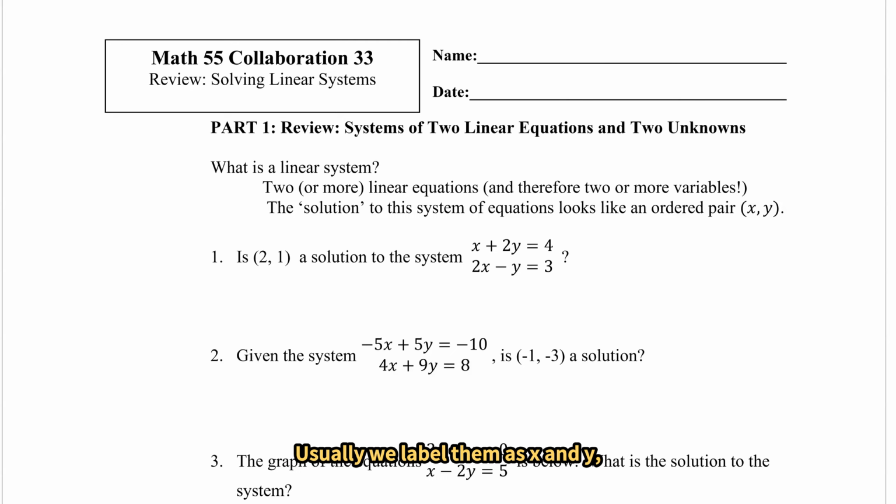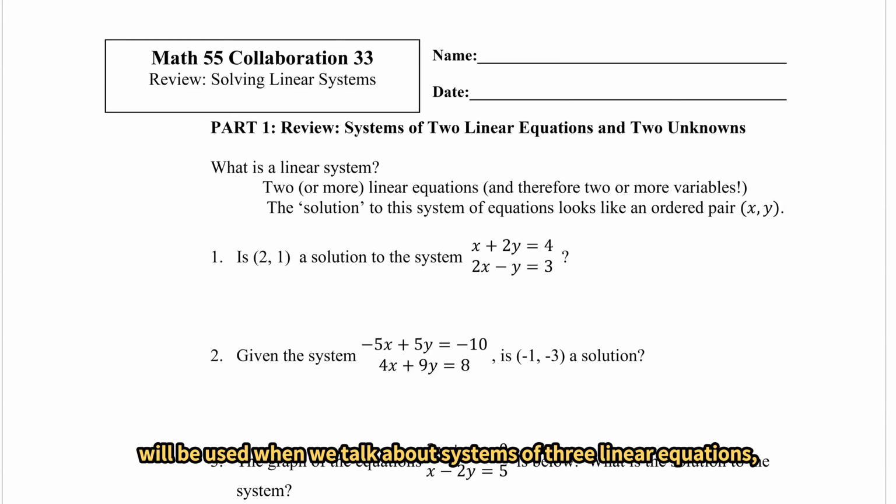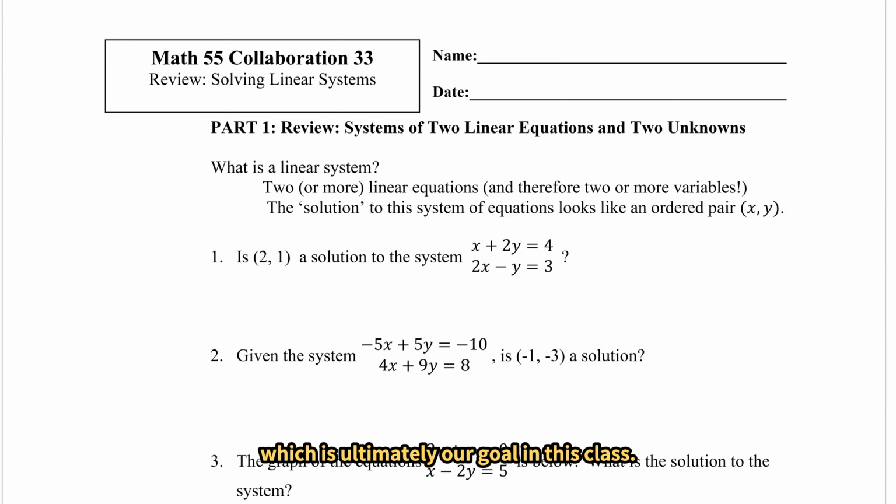Usually we label them as x and y. And then our solution is an ordered pair, x comma y. The techniques that we will talk about for systems of two linear equations will be used when we talk about systems of three linear equations, which is ultimately our goal in this class. So we are focusing on linear systems, and for this lesson, our linear systems take the form ax plus by equals c. And we can see that in this first example and some of the subsequent examples below.